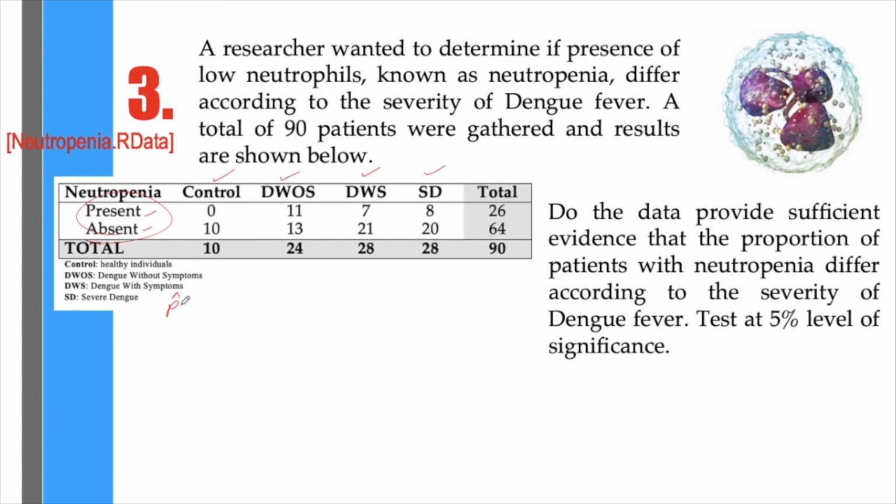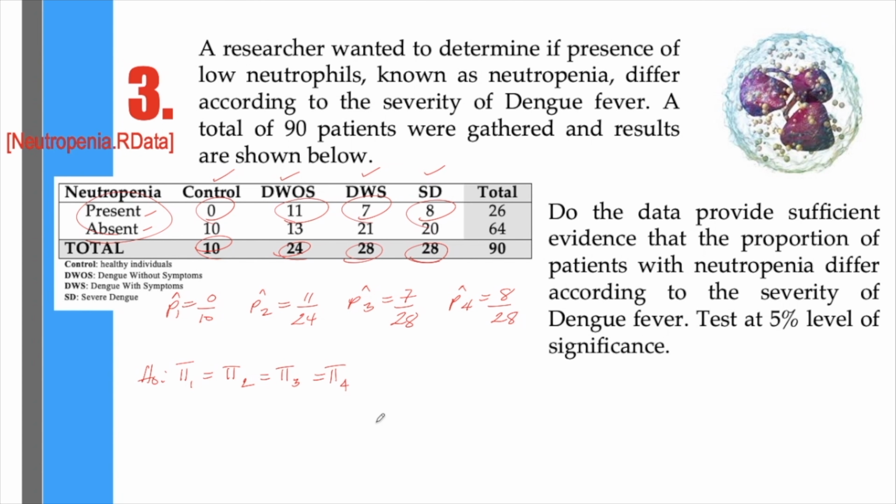So it's like having p hat sub 1 as 0 out of 10, p hat sub 2, which is 11 out of 24, p hat sub 3 as 7 over 28, and p hat sub 4 as 8 over 28. And since this is just a sample of patients, the question is, if we're going to collect the entire population, are we going to have equal proportions among all patients with neutropenia among the 4 levels of dengue infection? Or there may be at least one pair of groups in which the proportions differ.